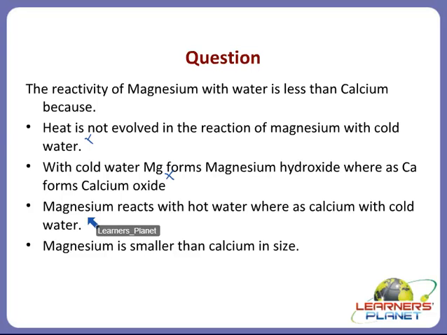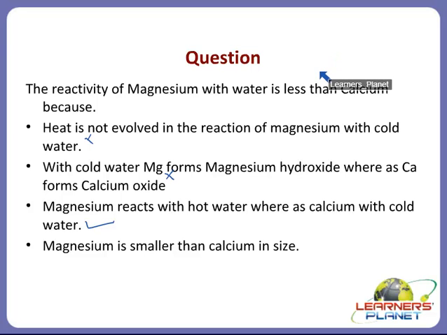Now our next option is: magnesium reacts with hot water, whereas calcium reacts with cold water. Now this is the one which is correct. With what type of water is magnesium reacting? With hot water. Magnesium gives no reaction with cold water, whereas calcium reacts with cold water. Now magnesium being smaller than calcium in size is of no use. So what is the right option? C.